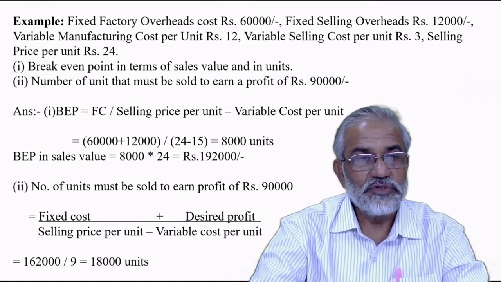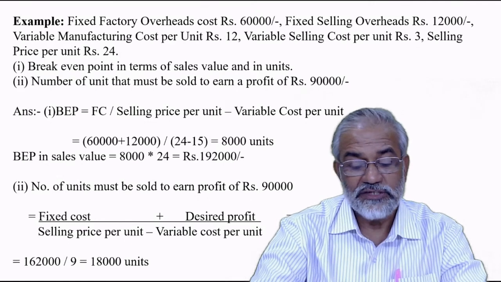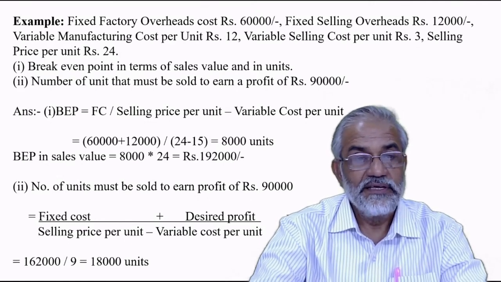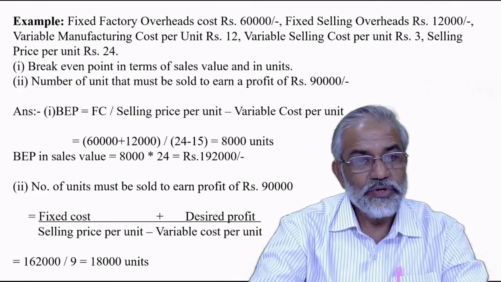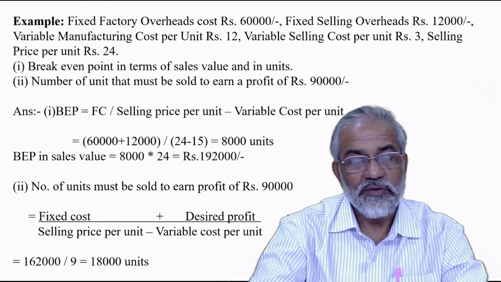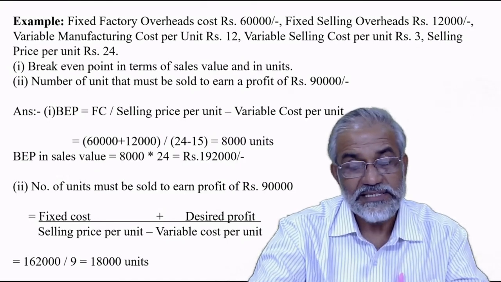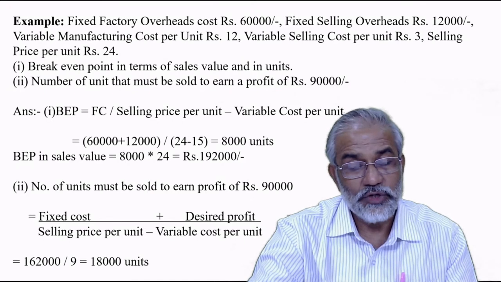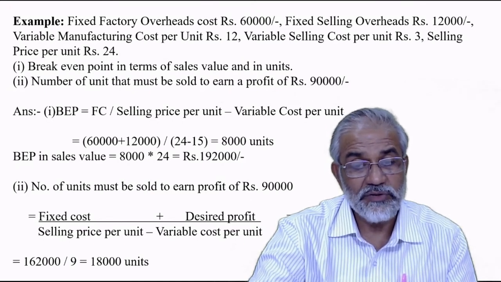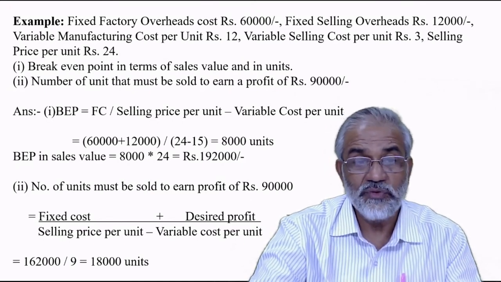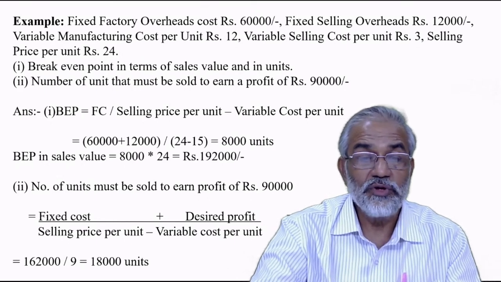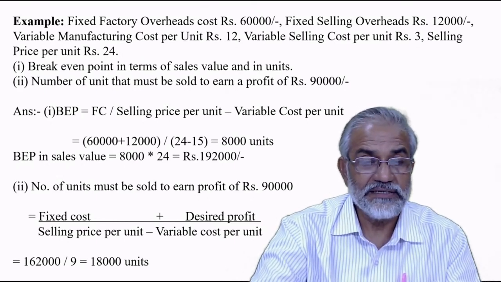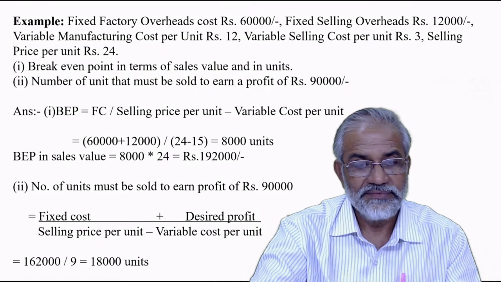So the second result to be determined from this is the number of units that must be sold to earn a profit of 90,000. That means the desired amount of profit to be earned by the organization for a particular period, if it comes to be 90,000, then what should be the volume of sales effected by the organization with the prevailing situation?